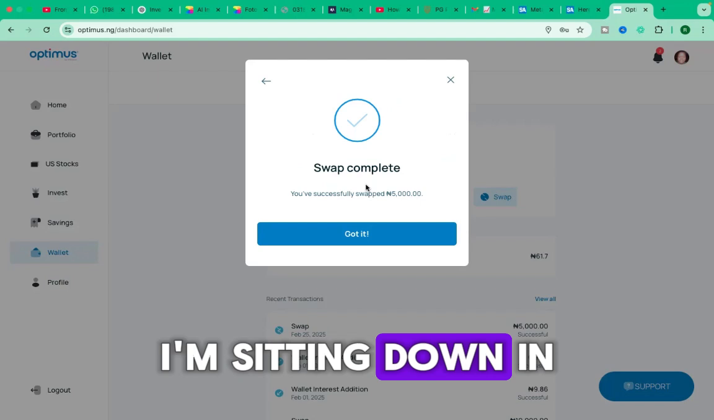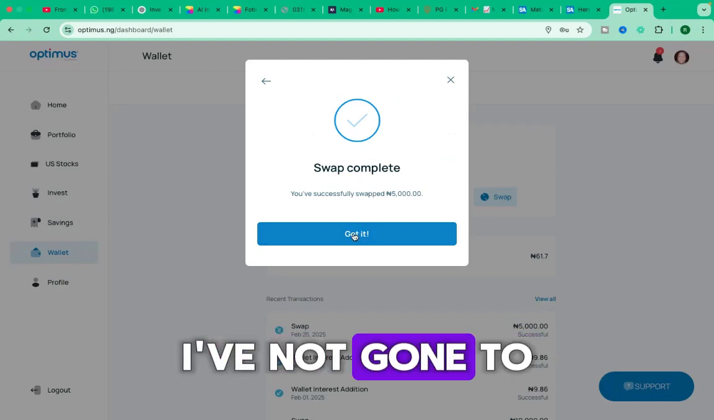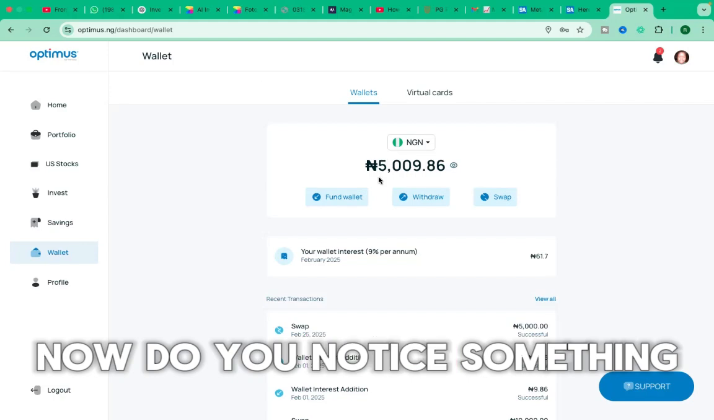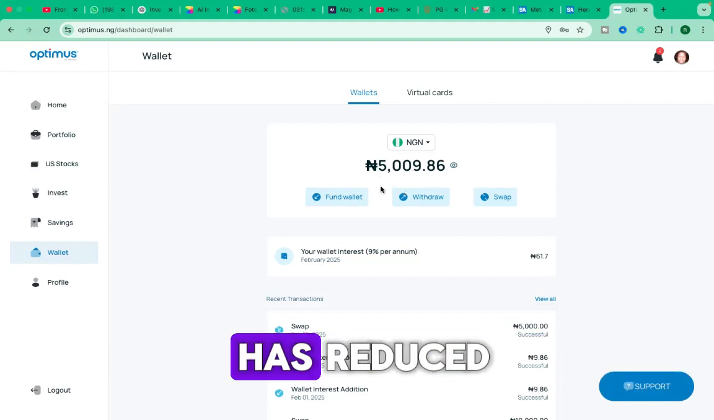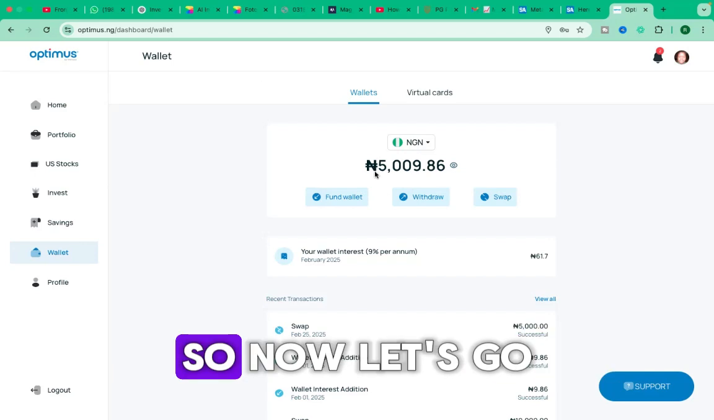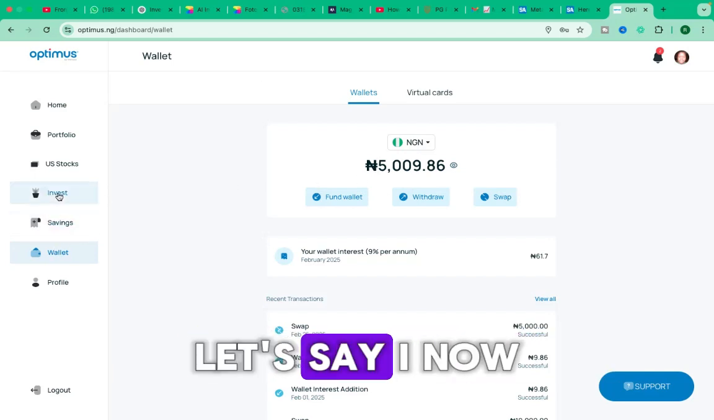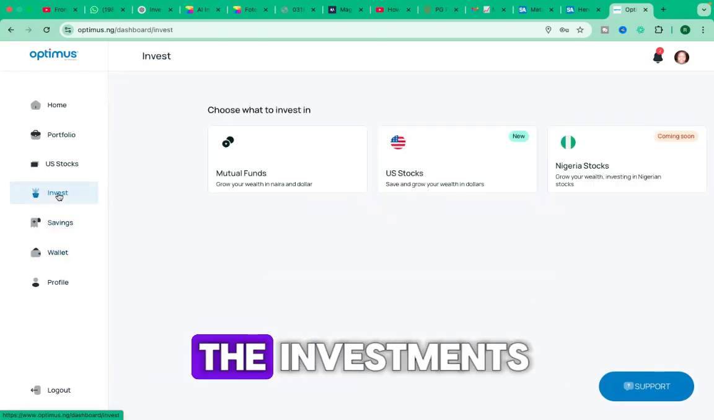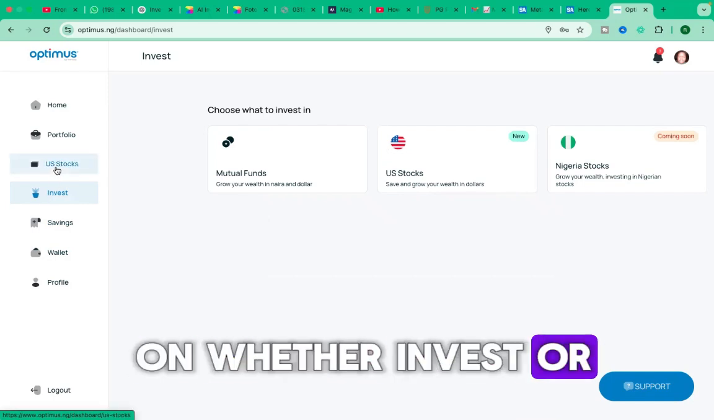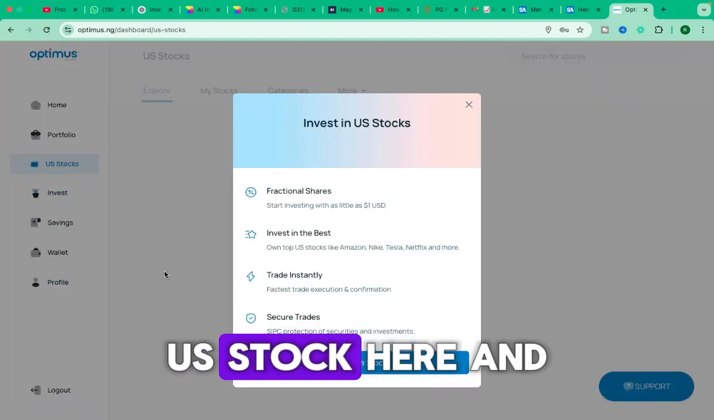Now with this, I've converted. I'm sitting down in my house. I've not gone to any bank or anywhere. Now, do you notice something? This balance here has reduced to 5,000 naira. So now let's say I now want to really do the investments. I can click on invest or US stock here.